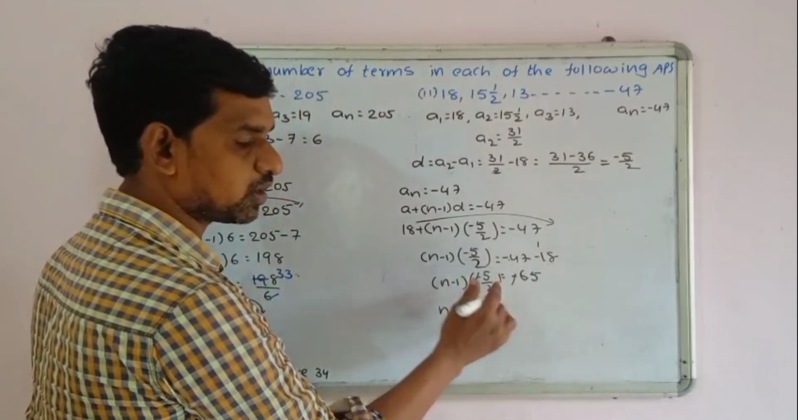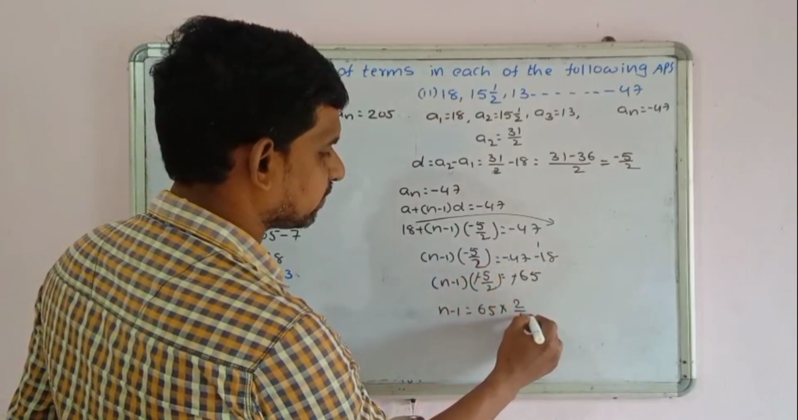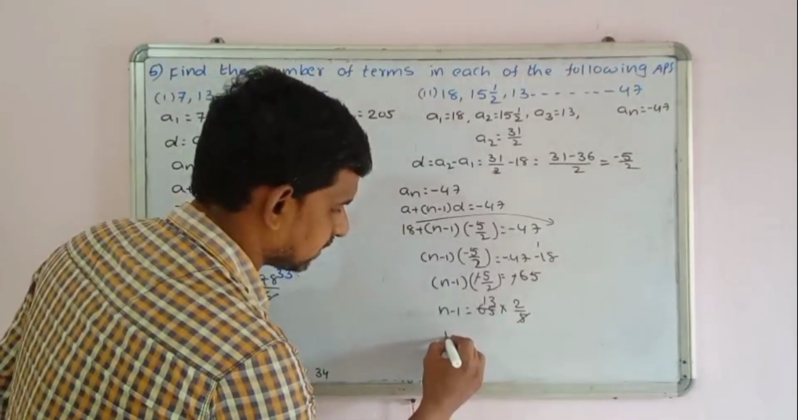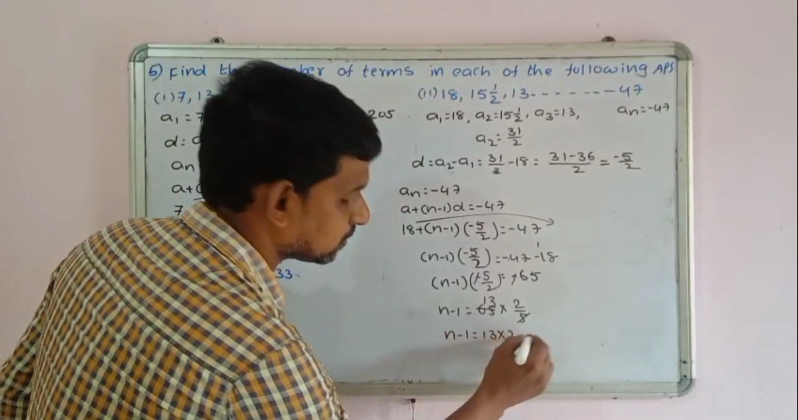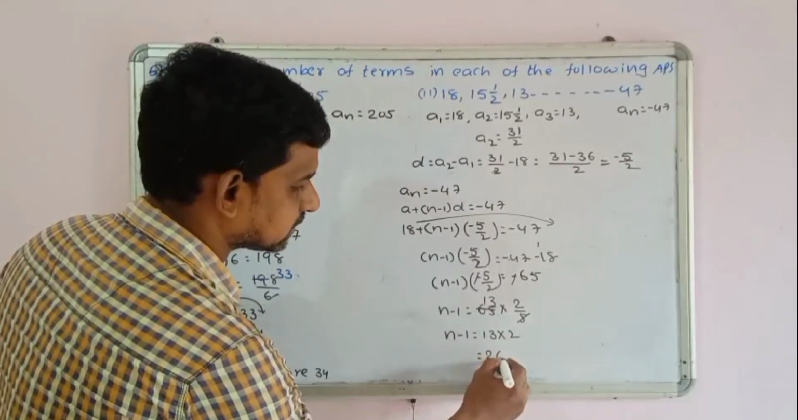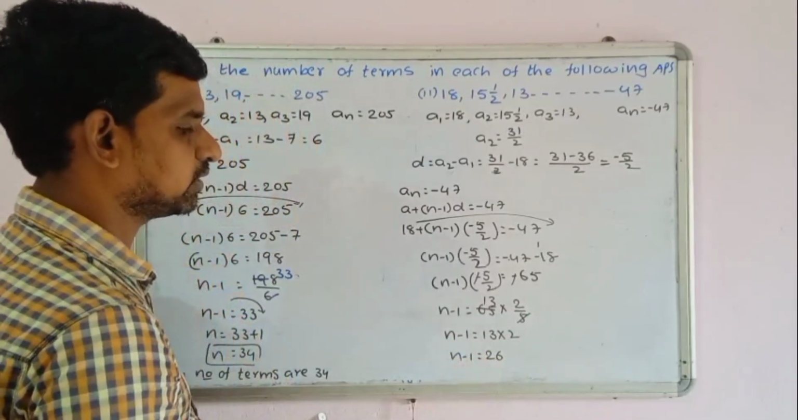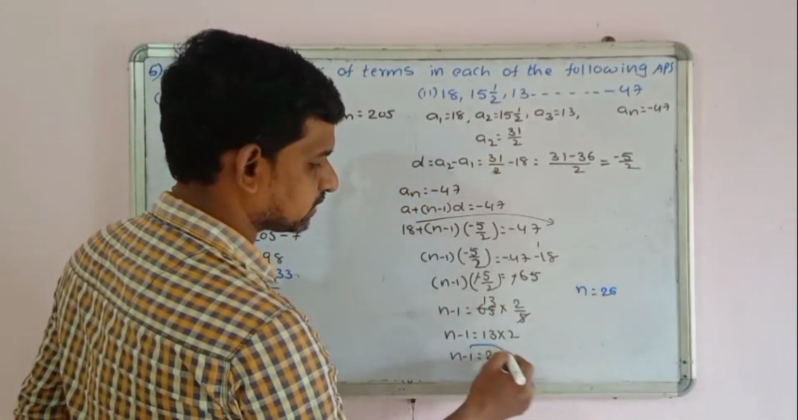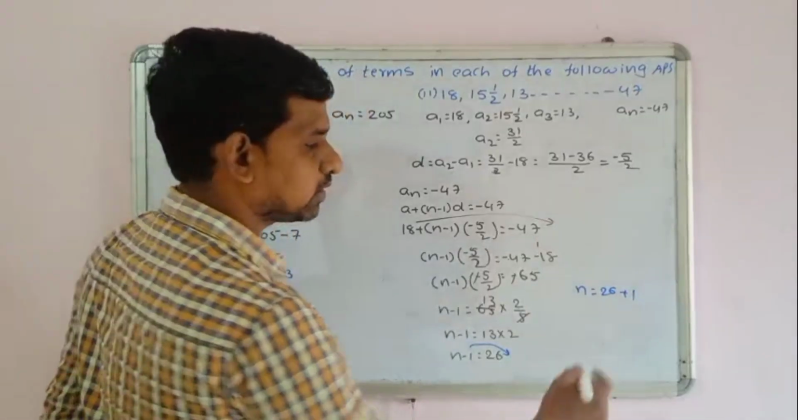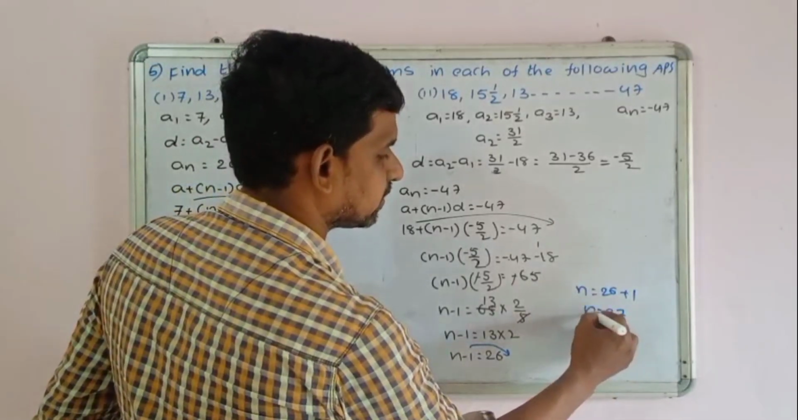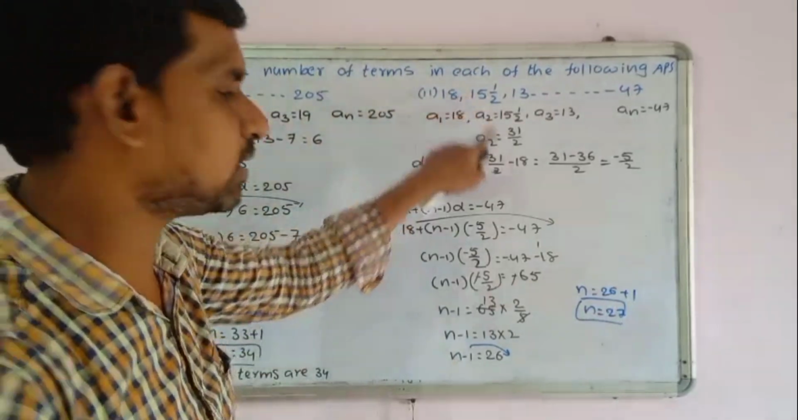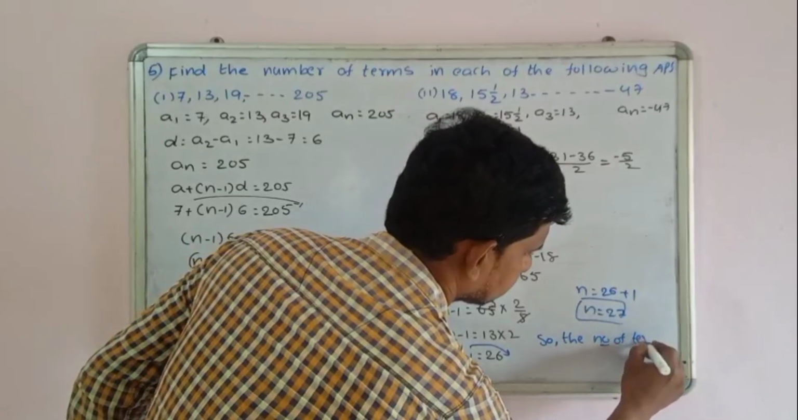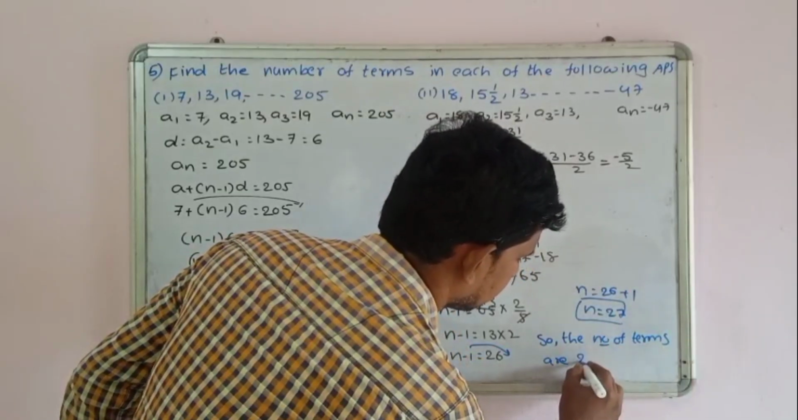Here transpose to the right side the reciprocal of 5 by 2, which is 2 by 5. So 5 how many times? 13 times. 5 times 13 is 65. n minus 1 equals 13 times 2. So 13 times 2 is 26. n minus 1 equals 26. So n equals 26, transposing minus 1 to the right side, plus 1. 26 plus 1 is 27. Therefore, in this series the number of terms is 27.